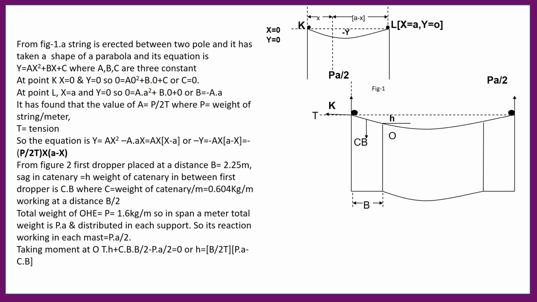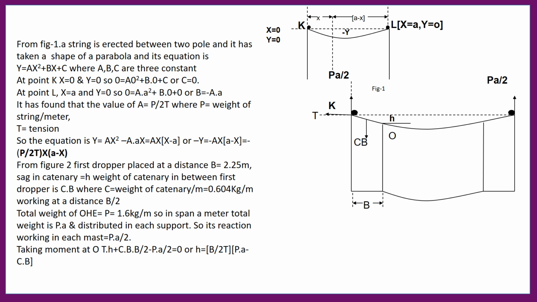p by 2t, where p by 2 is the weight of OHE on each mast, and T is the tension. Or the weight of string per meter. You can say weight of OHE per meter. If you think about the OHE conductor, and if you think of any string, then it will be the weight of string per meter.